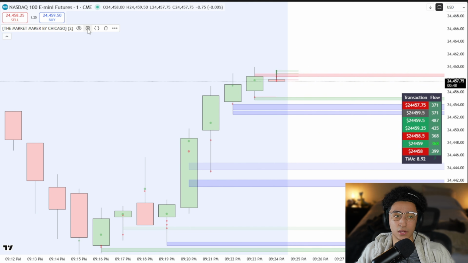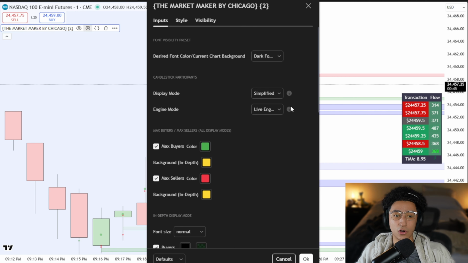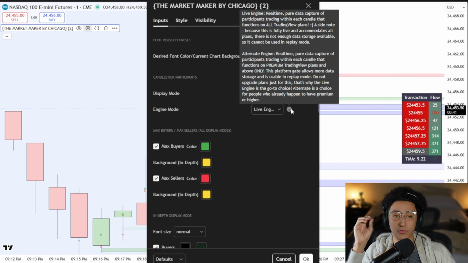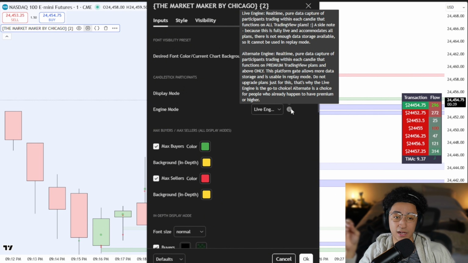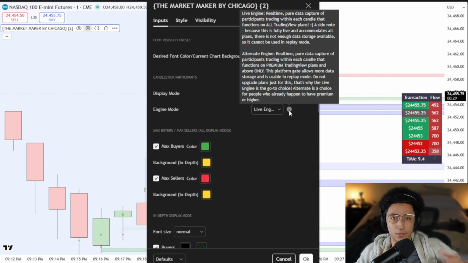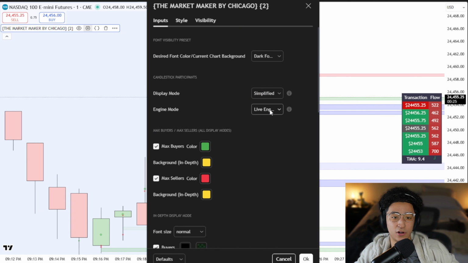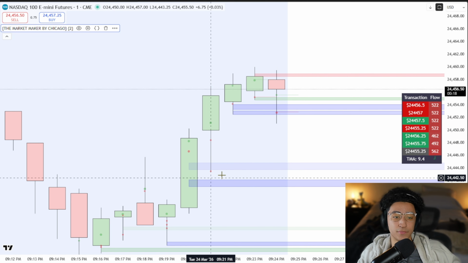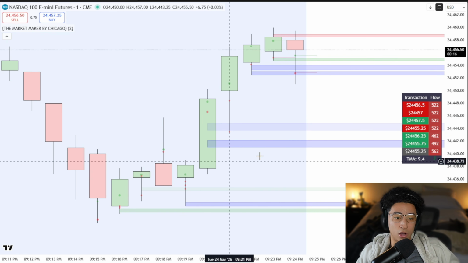And then with the alternate, you're seeing that same information, but it's available for premium plans and higher, because that platform tier allows more data storage, and now it's usable in replay mode to an extent. So like I said, don't feel the need to upgrade your TradingView plan. This is just for people who happen to have premium and higher. But by default, it is in the live engine. That's what I use for everything, and I already have premium anyways. But yeah, you have all of this information available to you.